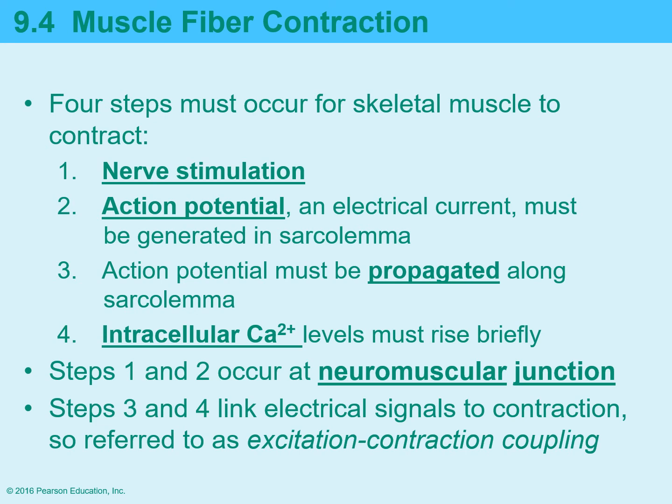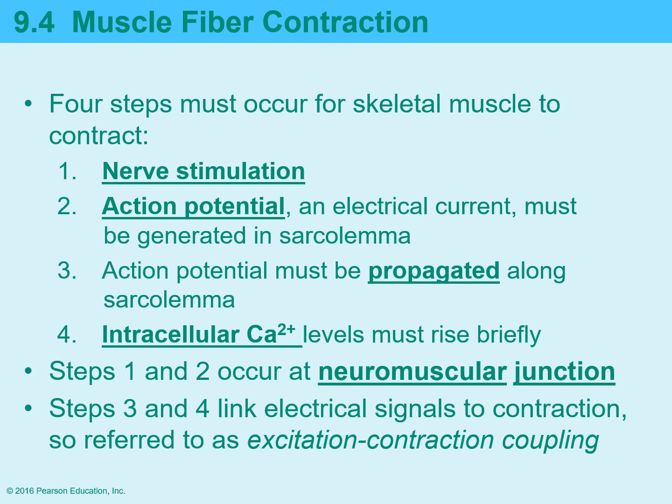So in order for a skeletal muscle to contract, we're focusing just on the skeletal muscles. First thing you're going to have to do is have a nerve stimulation. Second step is going to be action potential, which is an electrical current. It has to be generated on the sarcolemma, the cell or plasma membrane of that muscle fiber. That action potential has to move. It can't stay in one spot. It has to move, or what we call propagate, along the sarcolemma.